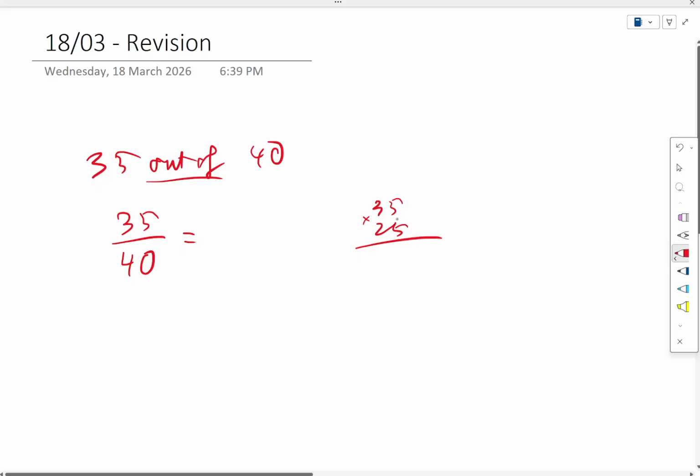So first, I like to do it as 5 times each of these. So 5 times 5 is 25. Keep them separate, don't do the carry thing. 5 times 30 is 150. And then 2 times, now this is 20, this is not 2, it's 20. So 20 times 35 is 700. And you add them up.